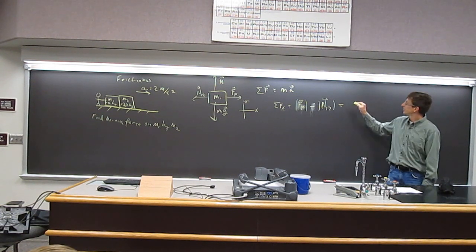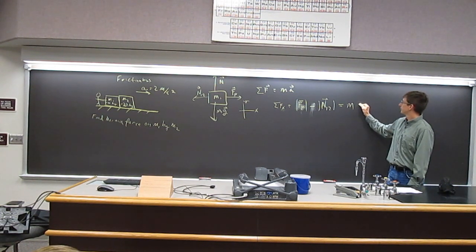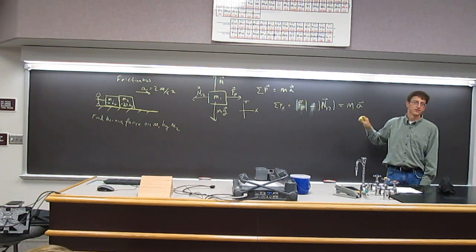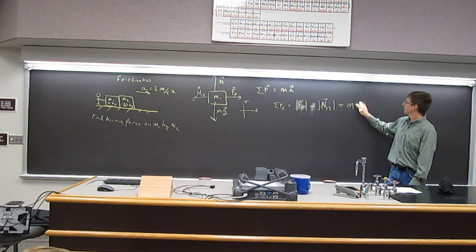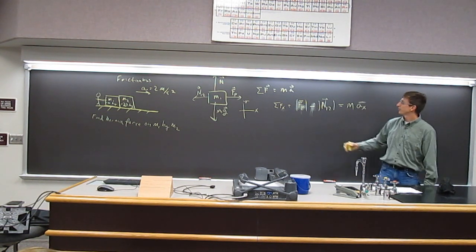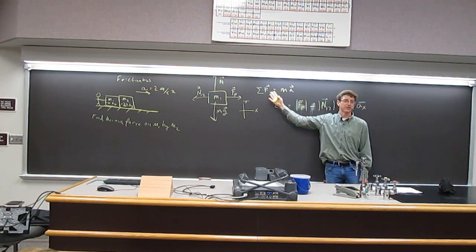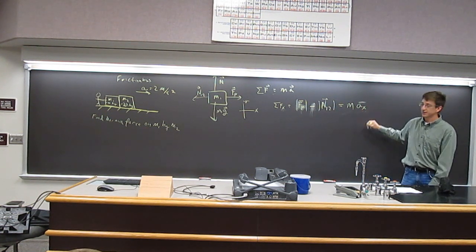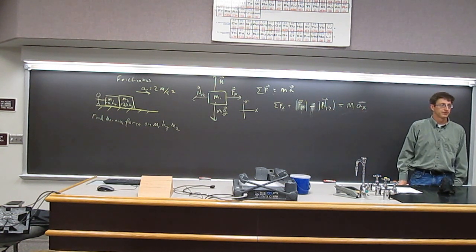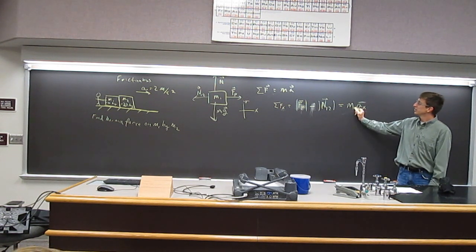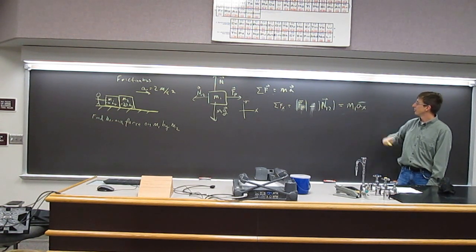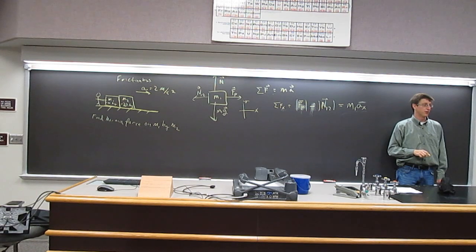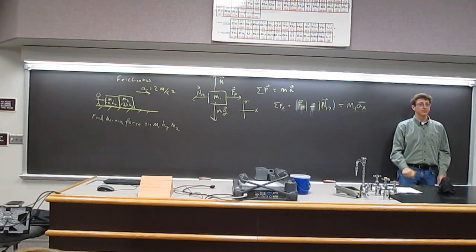M times the vector A? A in the x direction. Yeah, that's right. This is the x part. This has an x equation and a y equation. It's really two equations if you write it like this. So we have an x equation like this, right? And what mass should this be? M1. M1, because we're just looking at the free body diagram for M1.